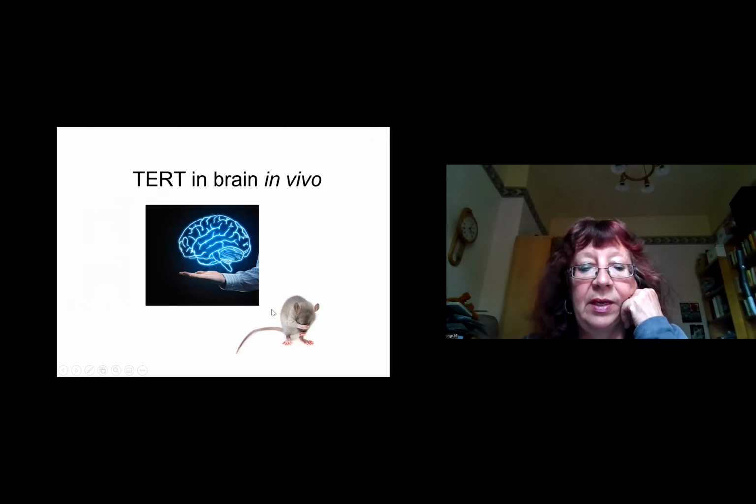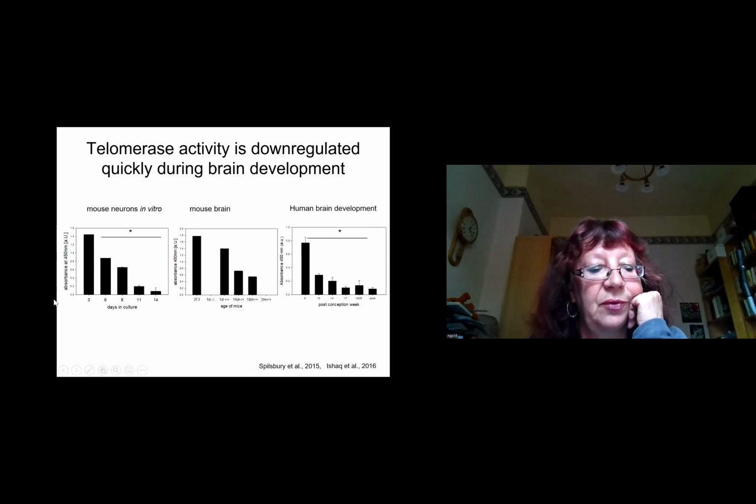The experiments we did for this: we cultured primary mouse neurons, and initially they are positive for telomerase activity, measured here as absorbance. But after a bit more than 1.5 weeks, telomerase activity decreases, though I show you in the next slides that the TERT protein is still there. The mouse brain is a little bit different.